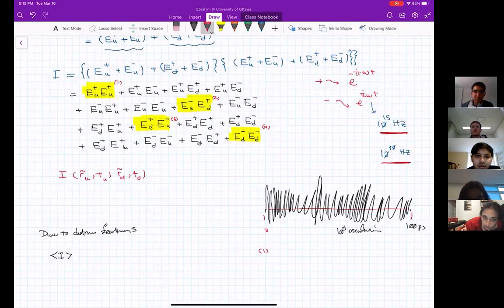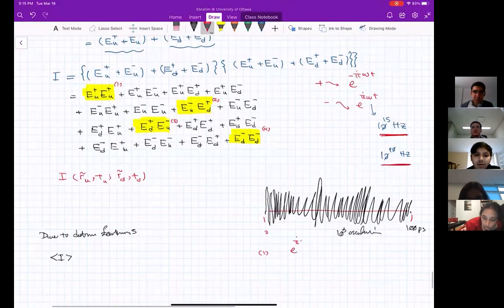Omega. Assuming that both of them are oscillating with the same frequency, we get 2 omega, e to the power of i 2 omega, and minus 2 omega. Lovely. So it goes with 2 omega. That's important.